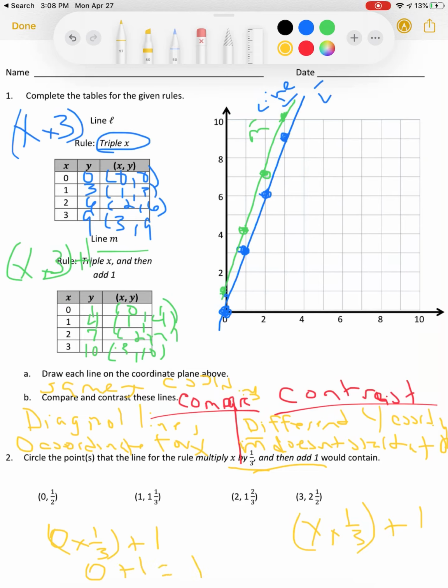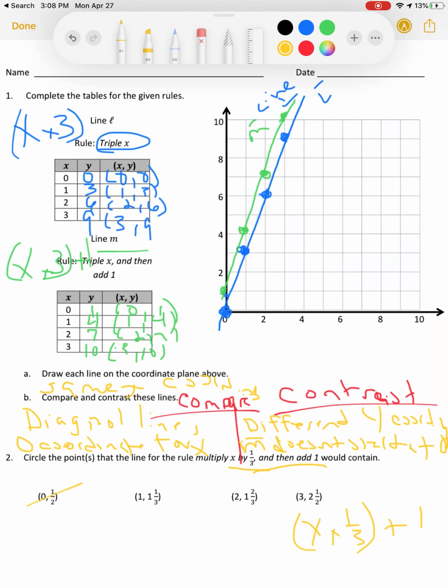So when x is 0, y should be 1. Is y 1 in this particular coordinate pair? No, so it does not. That one does not follow the rule. Let me erase and give her some space, okay? And I'm going to cross this off. Now let's go to the next one, okay?